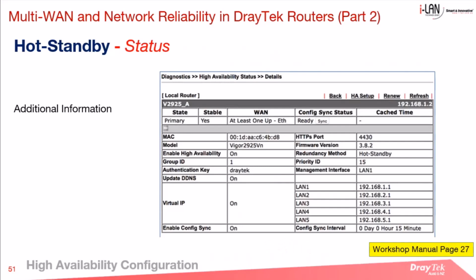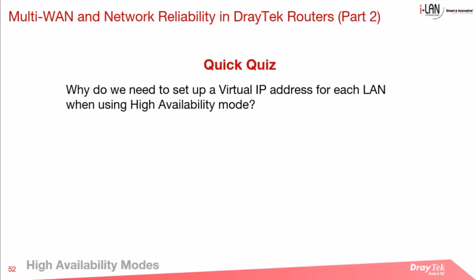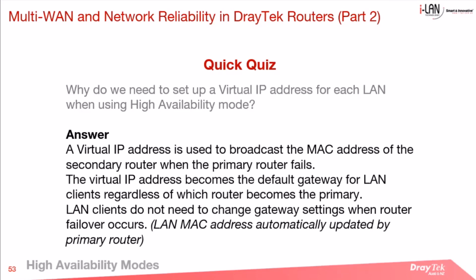Okay, let's have a knowledge test. Can you explain the reason for setting up a virtual IP address for every LAN when high availability mode is being used? Well, if you don't have a virtual IP address for every LAN, then those LANs that don't have that virtual IP won't be able to use HA. That's good. That's a correct answer.